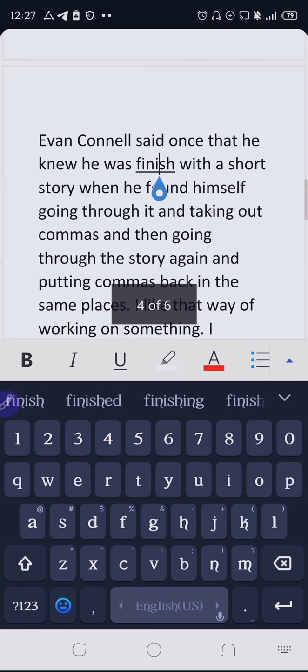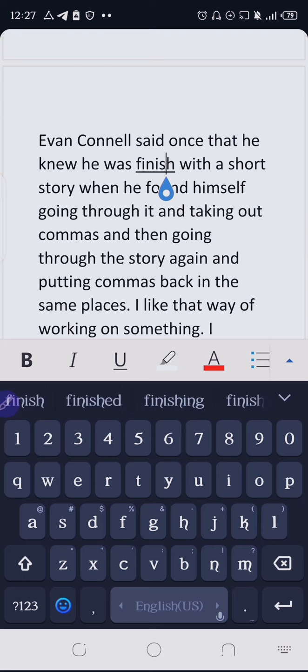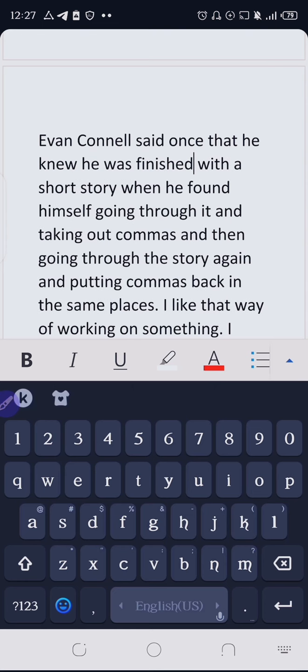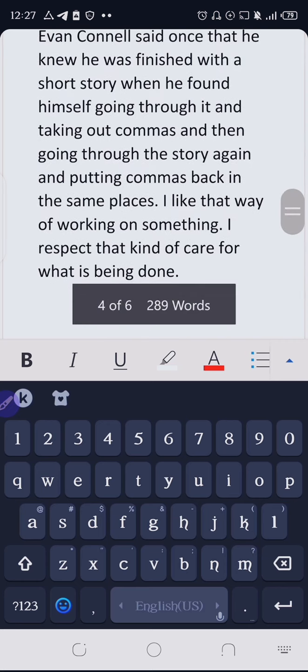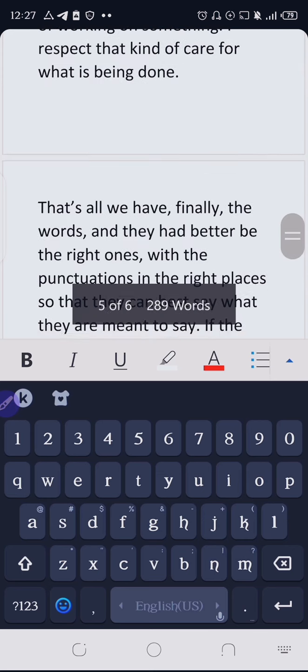Raymond Carver said once that he knew it was finished with a short story when he found himself going through it and taking out commas and then going through the story again and putting commas back in the same places. I like that way of working on something. I respect that kind of care for what is being done.